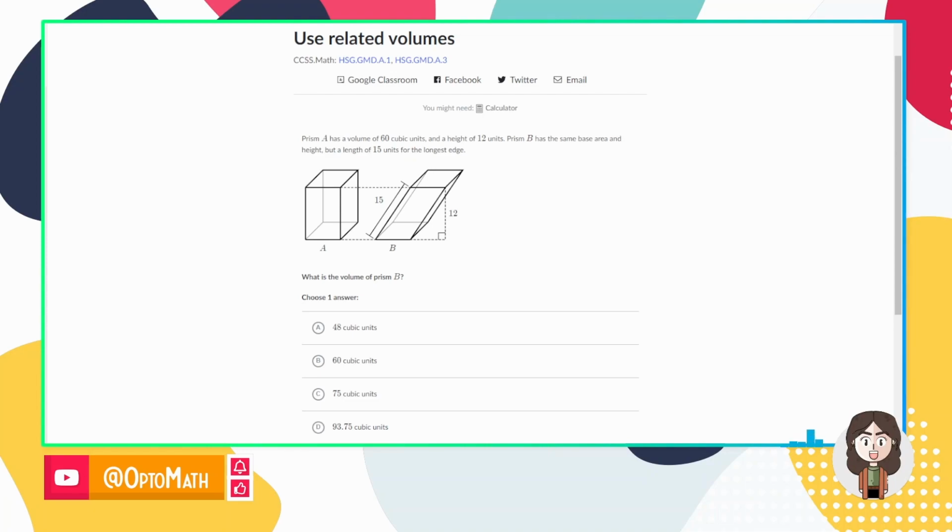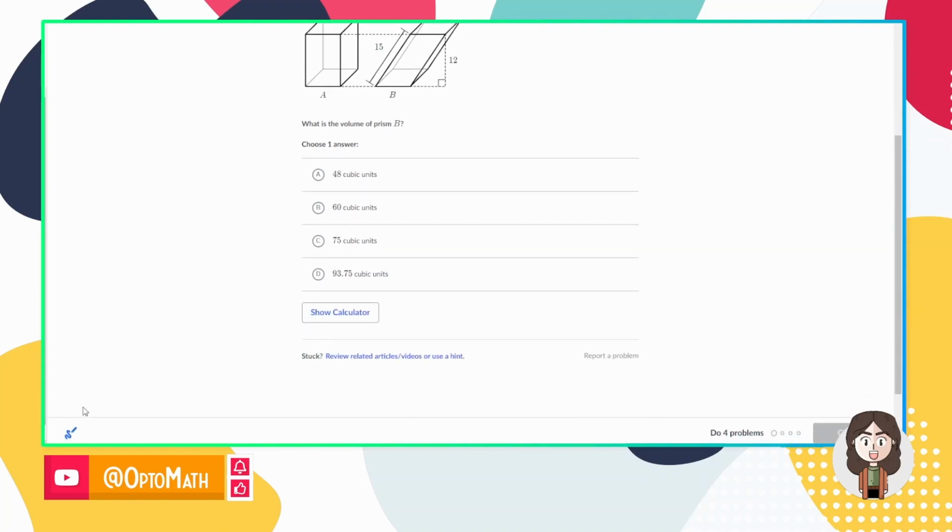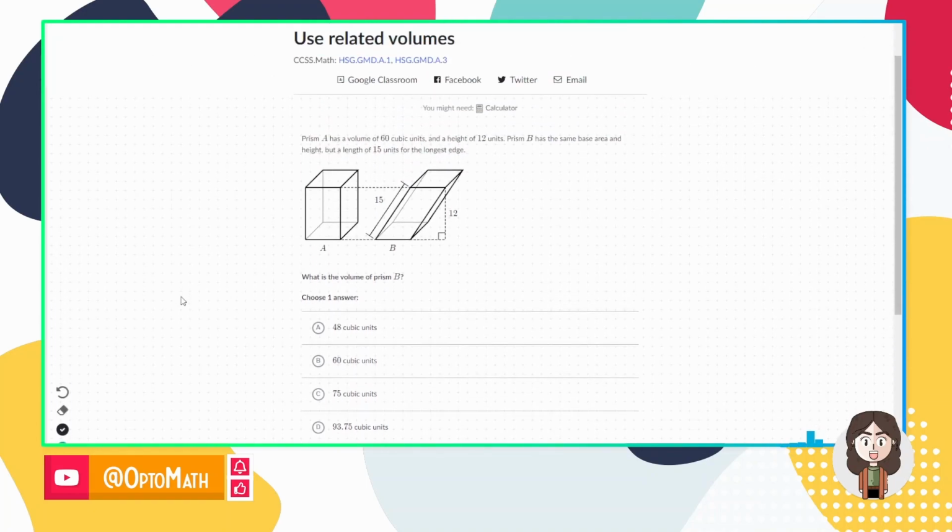Let's do another problem on use-related volumes. This assignment has lots of different types of questions, so it's good to do several. Let's read this one. Prism A has a volume of 60 cubic units. So prism A here is this one, so 60 cubic units for volume. And a height of 12 units. We need to write that in because, well, we do see it over here. It's just kind of far away. I'll write it over here as well. Just to see it well.